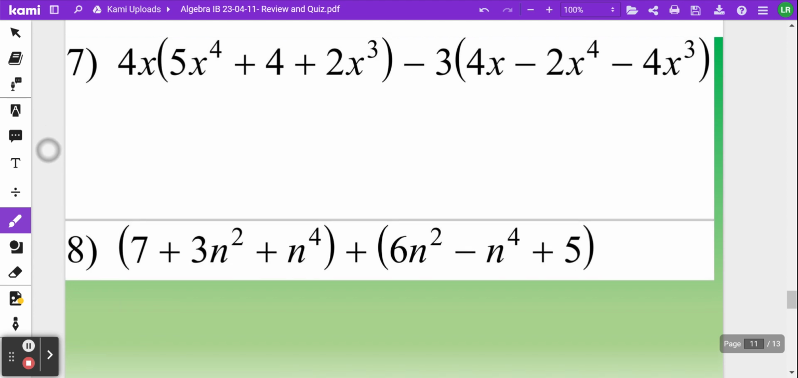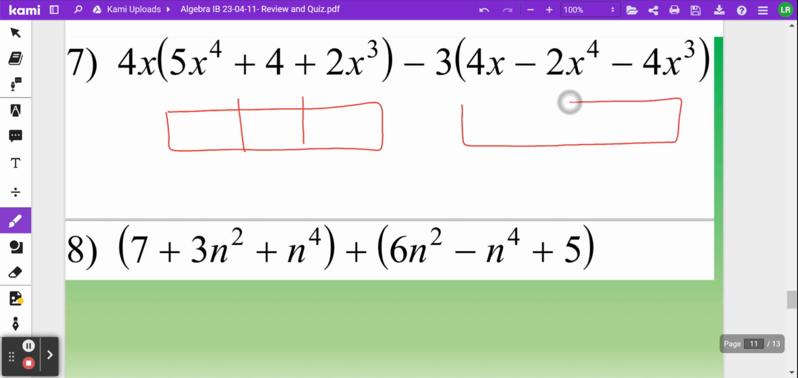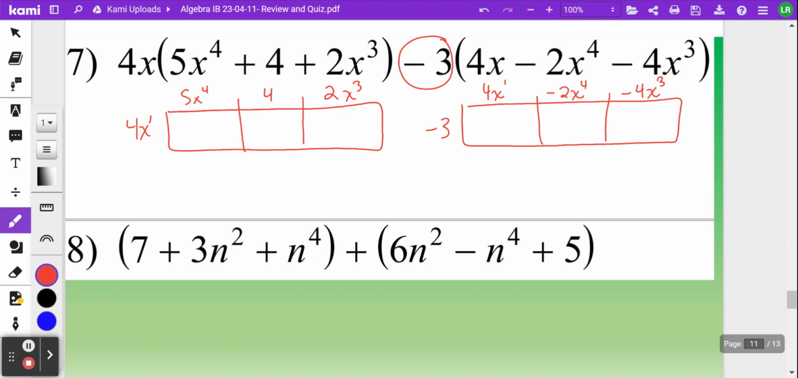All right. Do my boxes here. So I have a lot to distribute. This one, multiplying by 4x to the first into 5x to the 4th, 4, and 2x to the 3rd. On this one, I have a -3. Make sure I don't forget that negative. It's 4x to the first, -2x to the 4th, and -4x to the 3rd. All my exponents are going up by 1. That doesn't have 1, so we'll get 1.